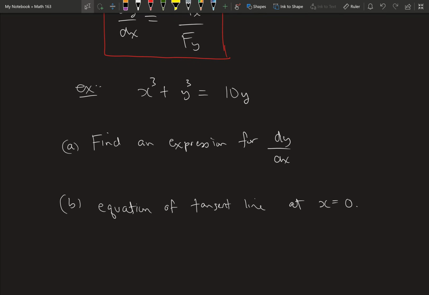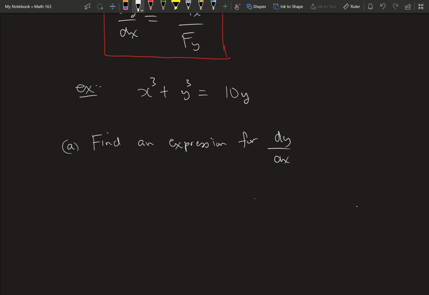So then, here, let's change that part. At x equals, well, let me omit that part for the moment. We'll come back to that a little bit later. Let's just find an expression for dy dx.